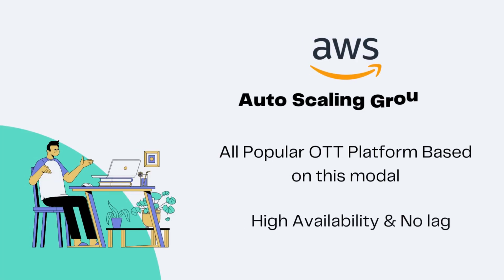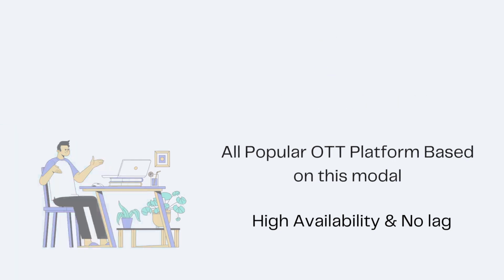Some of the popular video streaming platforms like Disney Hotstar, Netflix, Jio Cinema and Amazon Prime are based on auto scaling. So that's why there is hardly any lag when we watch any movies or TV shows on these OTT platforms, no matter whether the number of users increases or decreases.